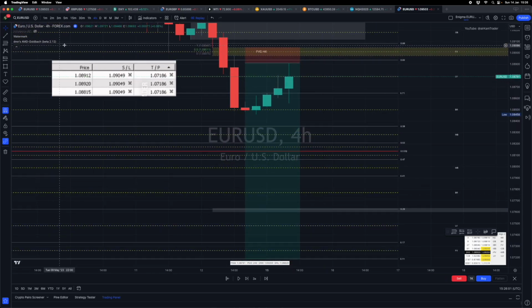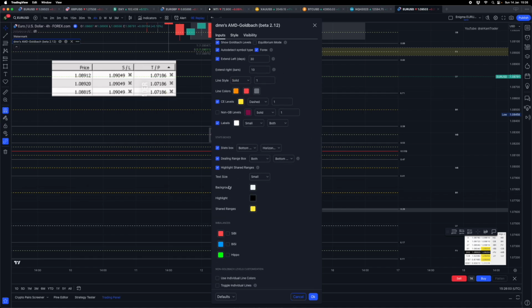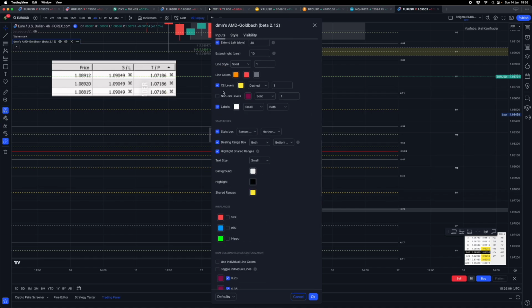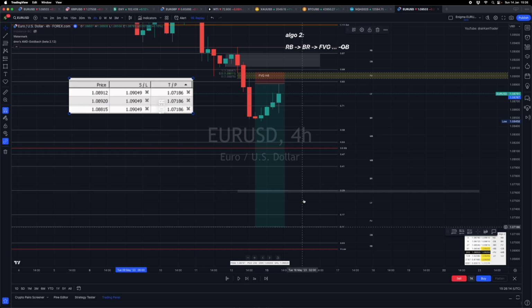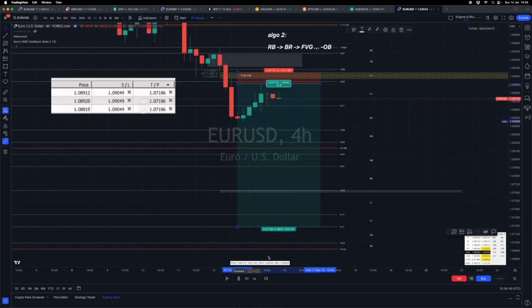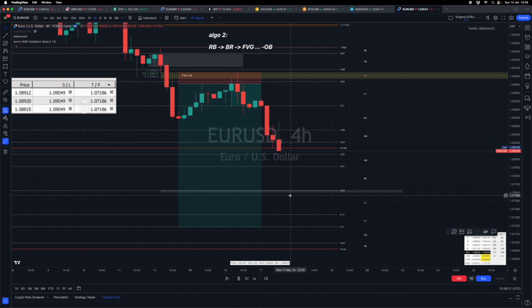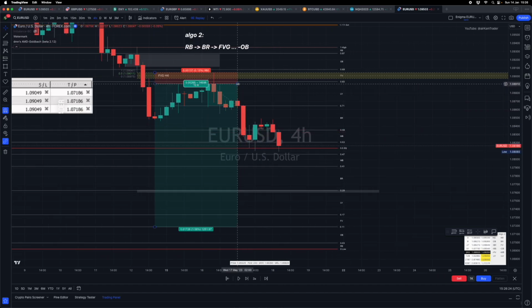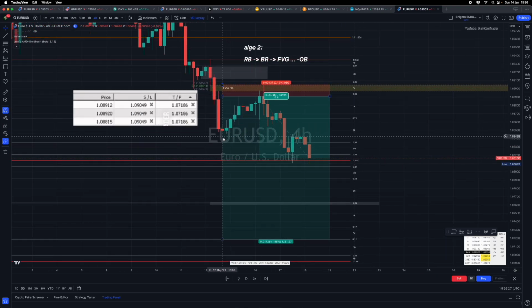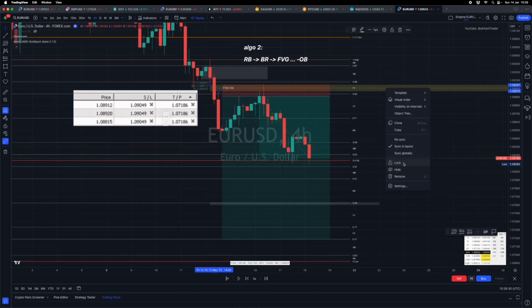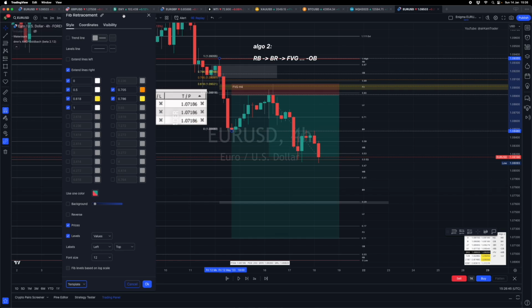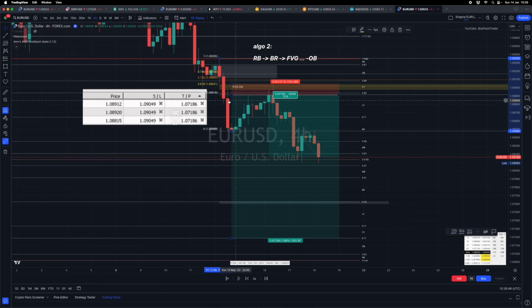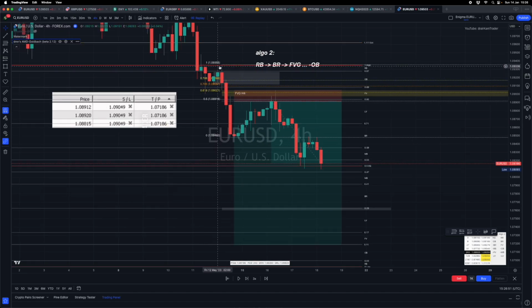Let's take off the consequent encroachment lines to clear up the price action for you guys. And let's play it out. Tapped in. So your OTE entry, according to ICT teaching, would have been here. See how it aligns with rejection block, breaker block, fair value gap.